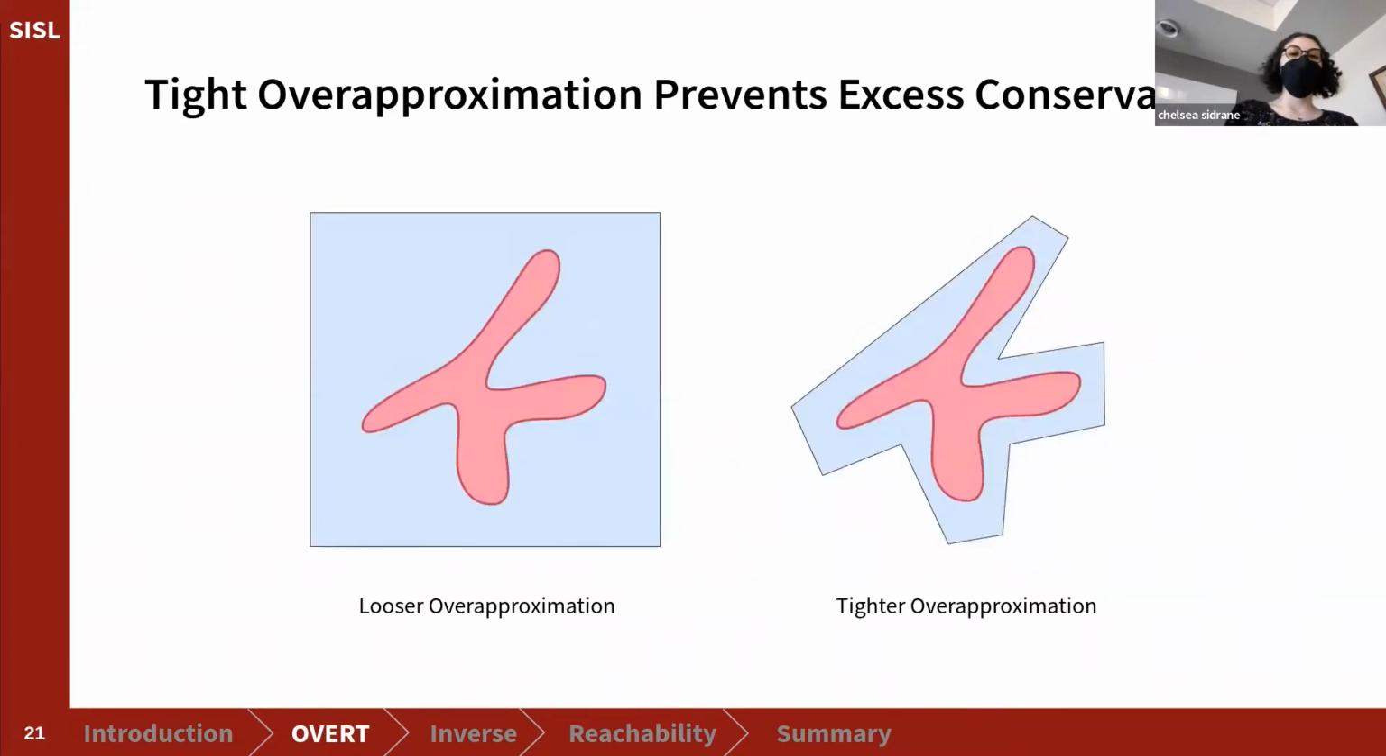Tight bounds are important. If we computed a loose box that fit around this pink set, like on the left, rather than fitting a tighter approximation, like on the right, we might be too conservative and say that a property doesn't hold when it really would hold if our approximation was more accurate. And if we have multiple nested approximations, or if we have multiple time steps, this looseness compounds.